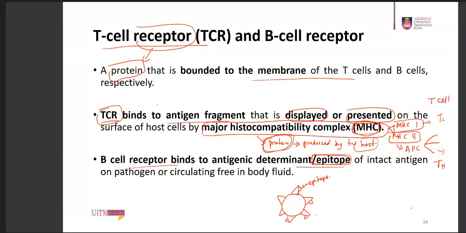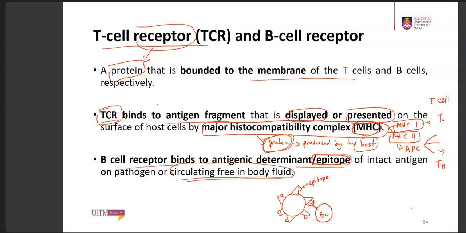So this is where actually the receptor of the B cell will bind, for example. Okay, so this is the receptor of the B cell, it will bind. Okay, so that is the epitope. Okay, B cell receptor binds to the antigenic determinant or epitope of intact antigen on a pathogen or circulating freely in body fluid.